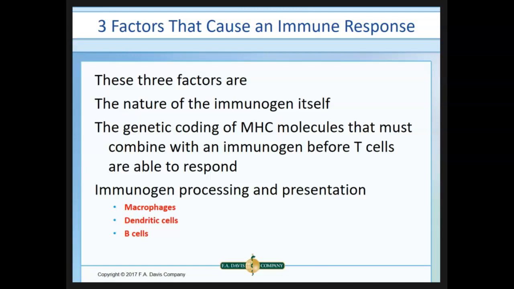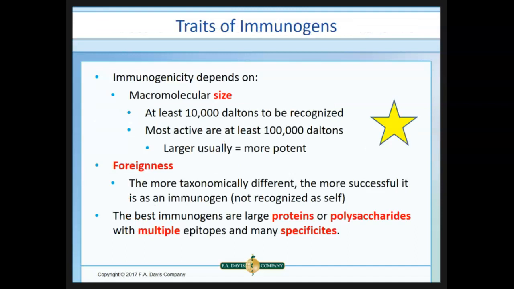Immunogen processing and presentation cells. There are three cells that can do this. Macrophages can process and present immunogens, as can dendritic cells and B cells. They have to process these immunogens and present them on the MHC markers that are on every cell to the T cells. We're going to go into that again. Don't worry, it's a little confusing in the beginning.